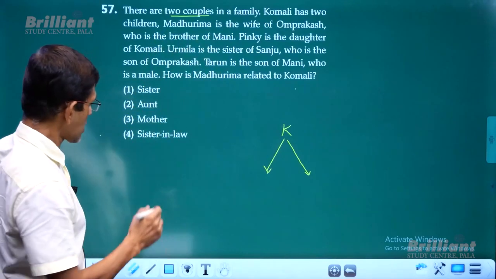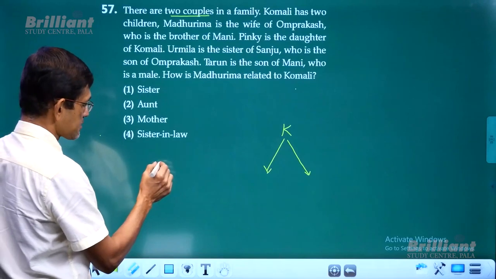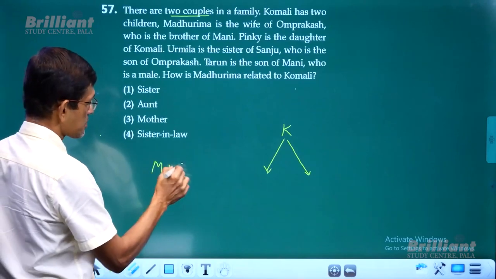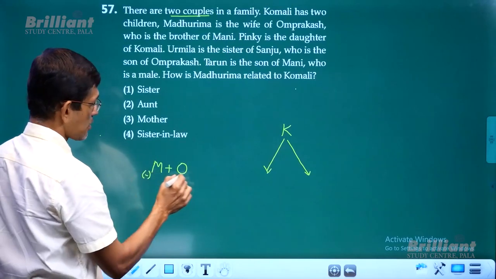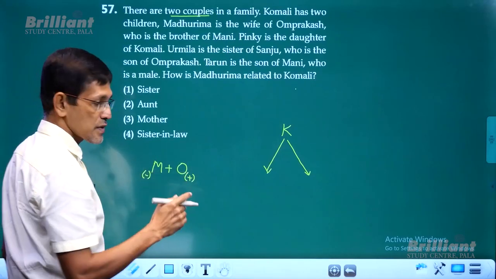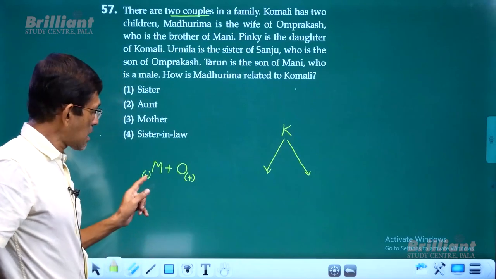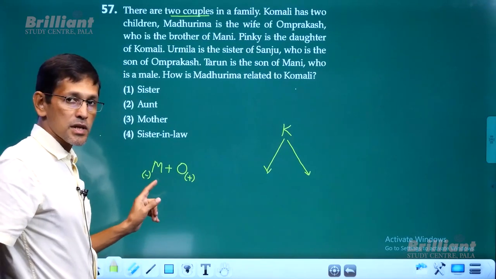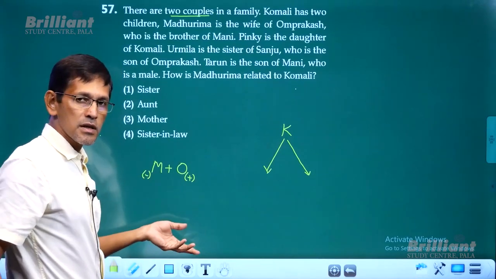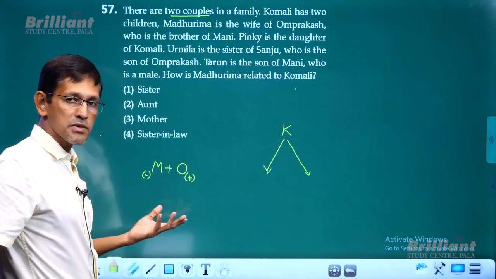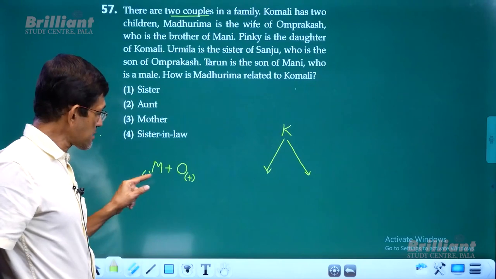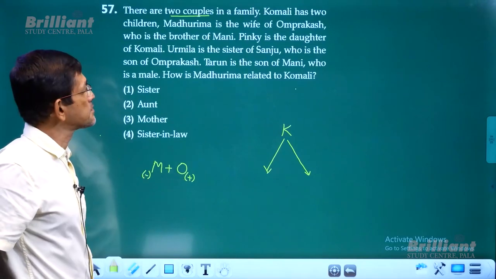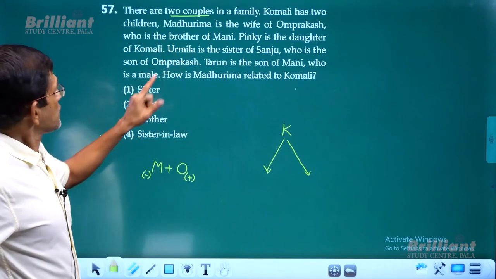So Madhurima and Om Prakash are married as well. Madhurima is the wife of Om Prakash, so Madhurima is a female and Om Prakash is a male. When it comes to blood relations, you may mark the gender of people using this method. You can use your own method, but if you don't have a specific method of marking it, this is what I do. I just use this symbol for female and this for male.